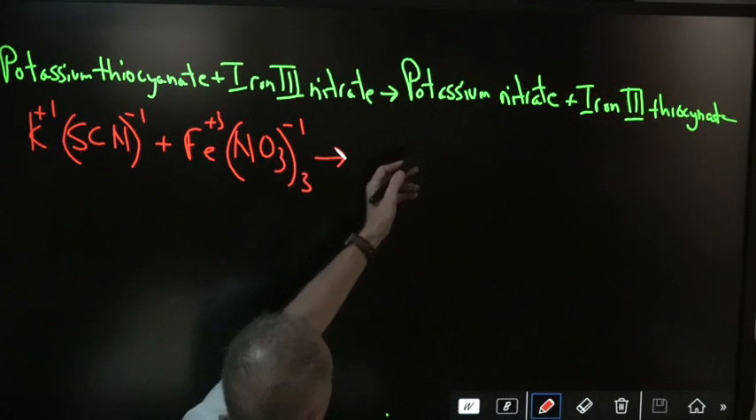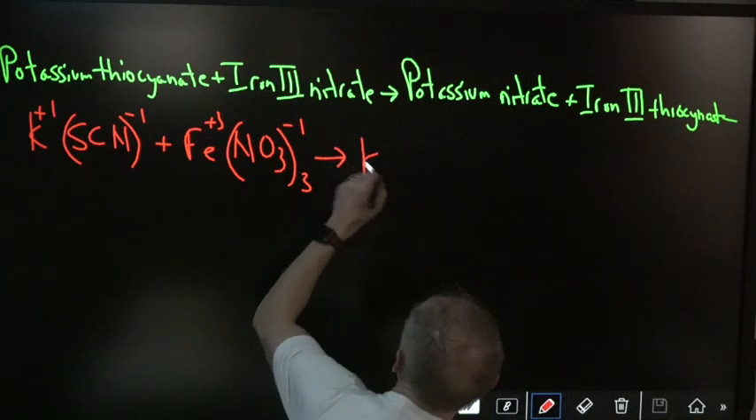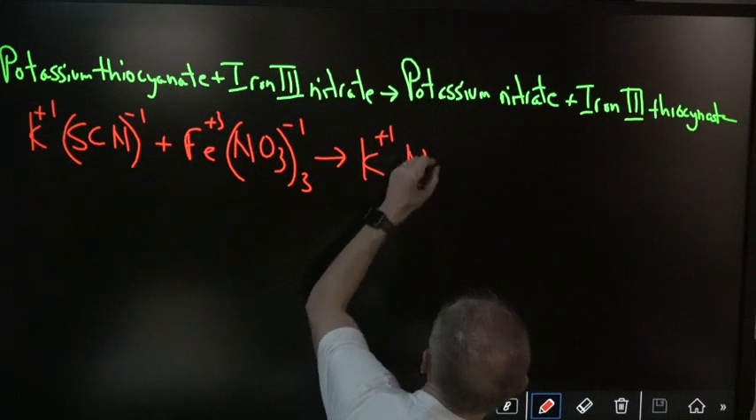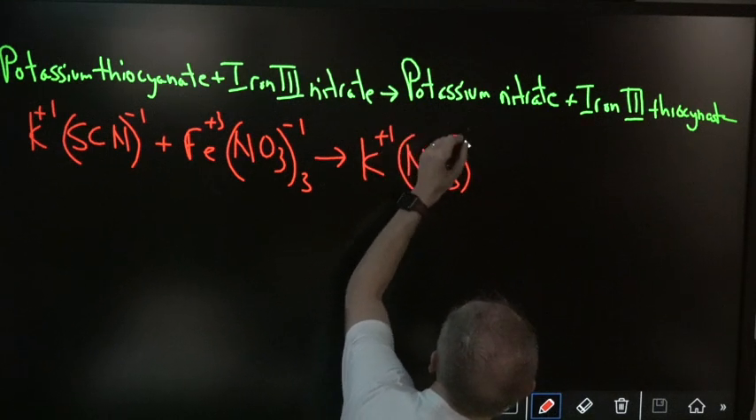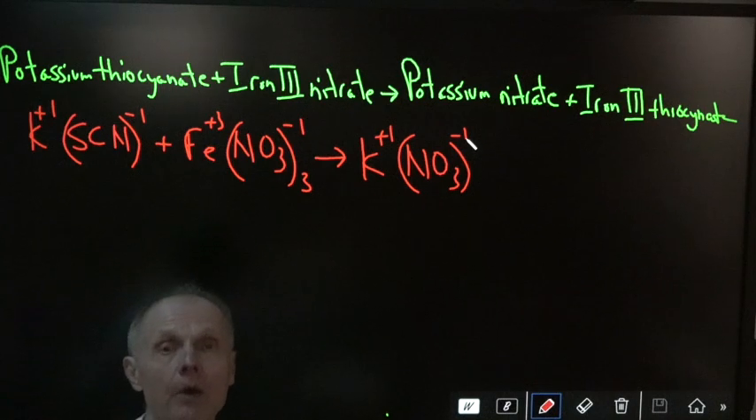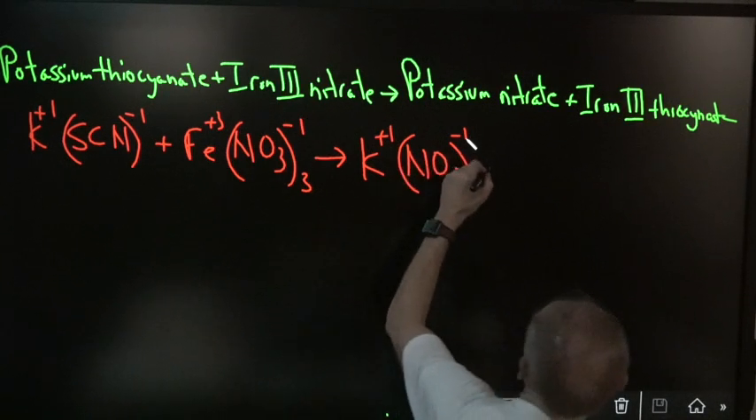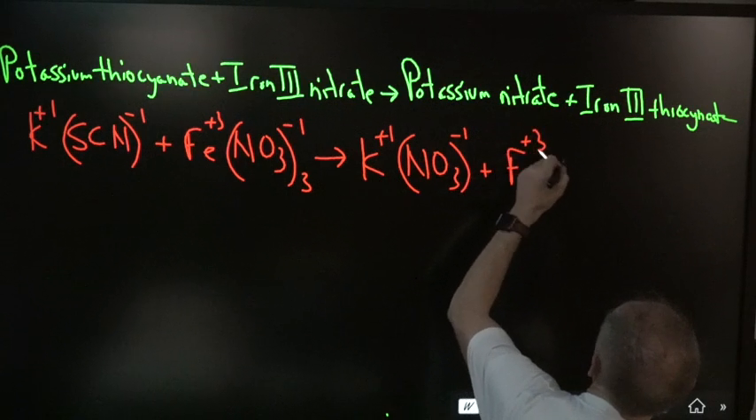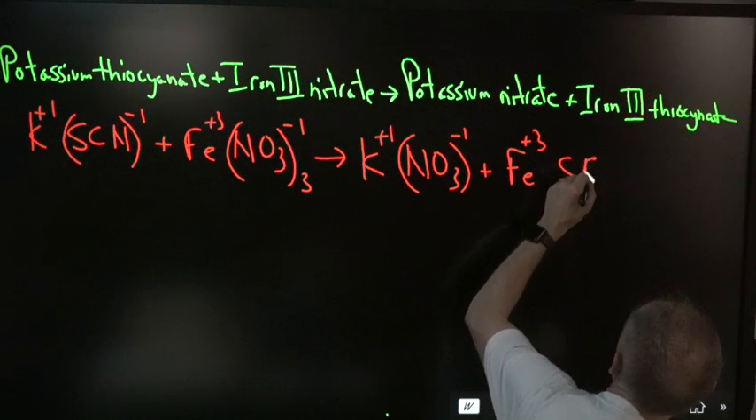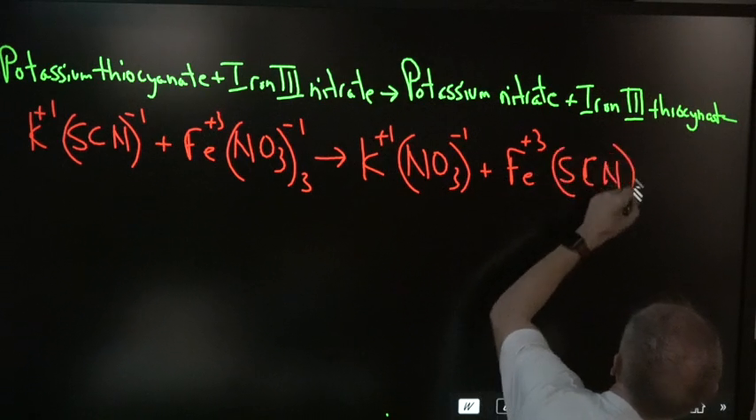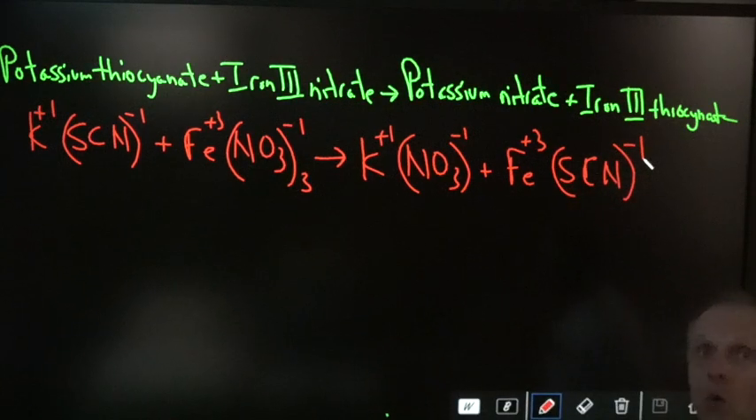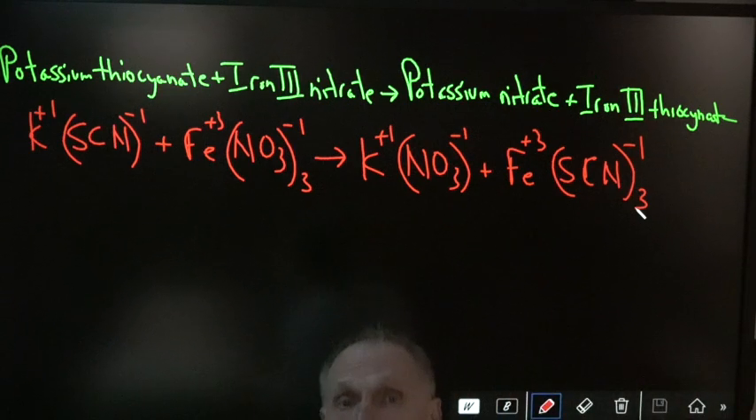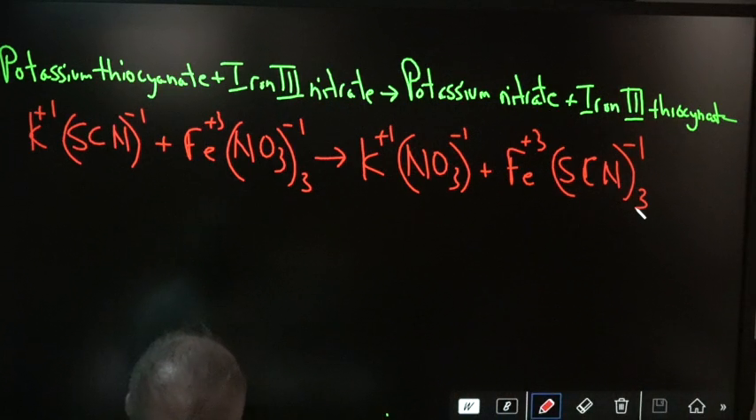Yields. Potassium is right there, K plus 1. K plus 1. Nitrate, NO3, -1. Another perfect compound, +1, -1. Plus Fe plus 3, SCN, -1. That's not perfect, so we have to crisscross. There's a 3 there. All right, now this one's pretty easy to balance compared to the one we just did.